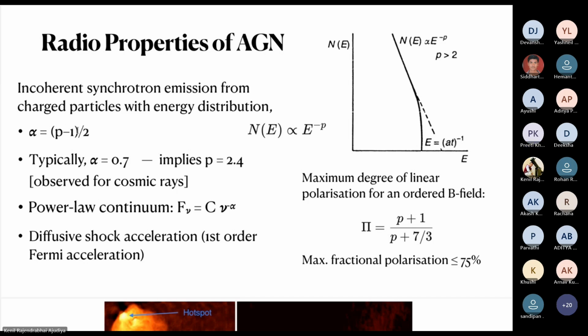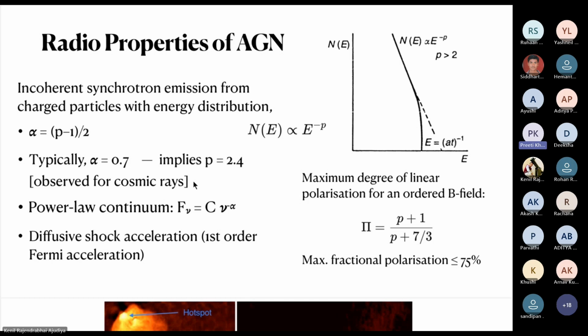Okay, so what you typically observe when you take the spectrum of the jet emission that we have seen in the previous slides is that the slope alpha is typically around 0.7, and that implies that the energy index p of the charged particles should be around 2.4. And interestingly, that is actually observed, for example, for the cosmic rays, which are charged particles moving in the magnetic fields of our own galaxy.